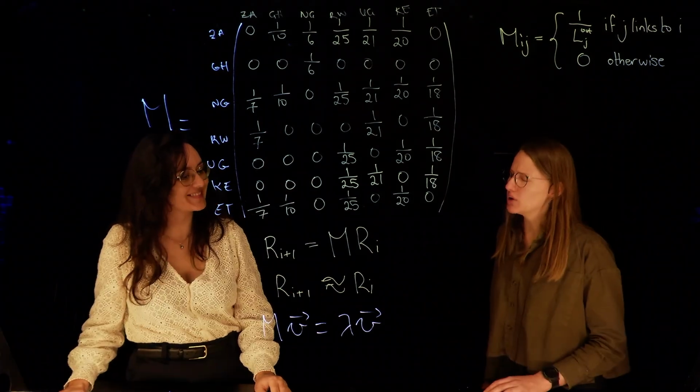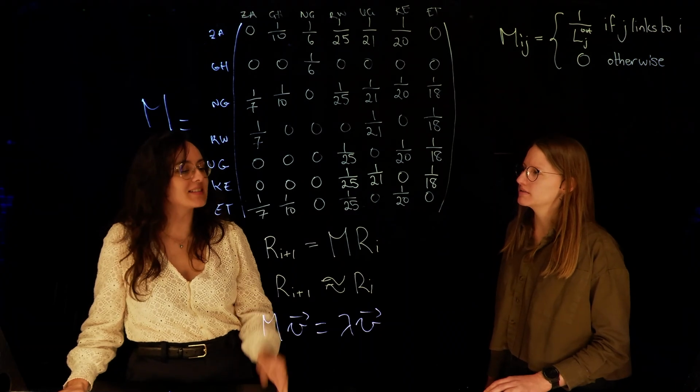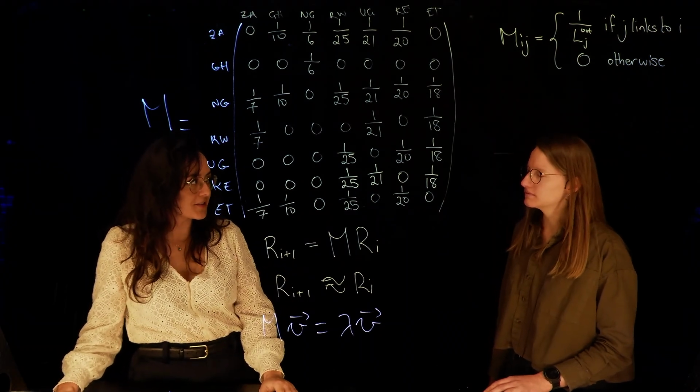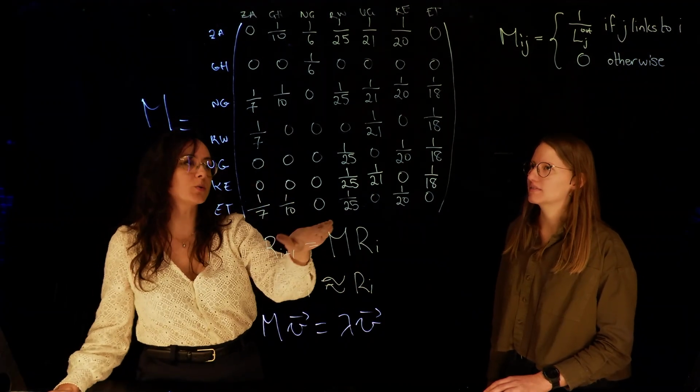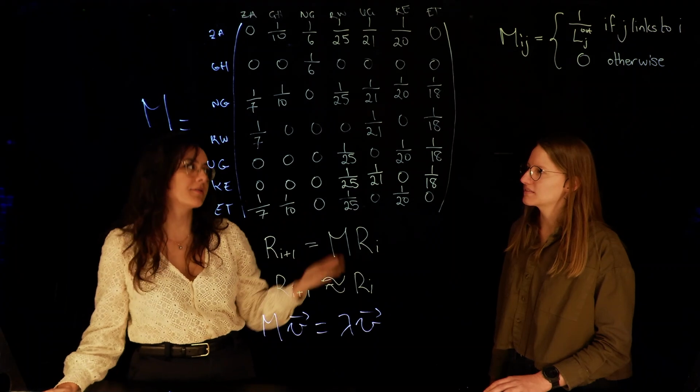Can this equation have multiple eigenvectors or just one? Yes, actually, we can have multiple eigenvectors up until the dimension of the matrix. So here you have 7 rows, so we can have up to 7 eigenvectors.